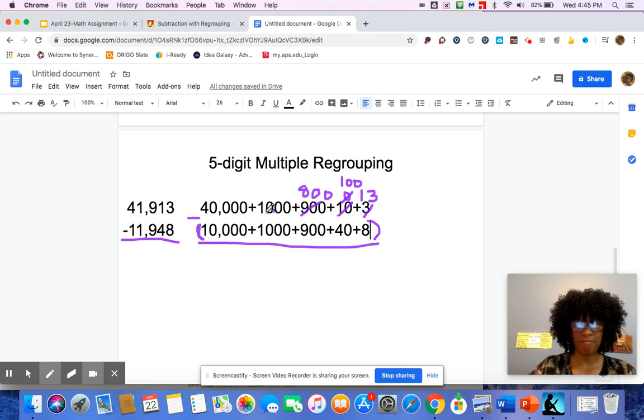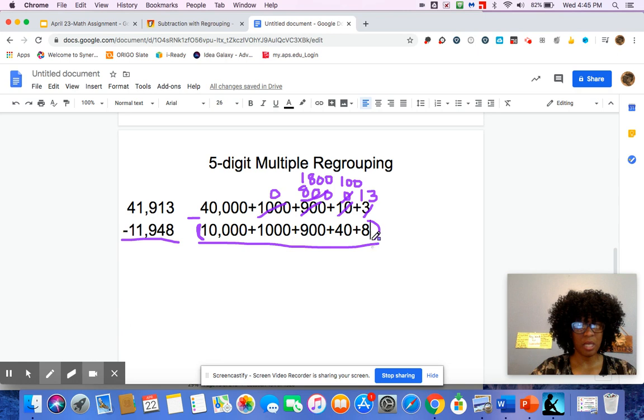We have to go here and take this 1,000, because there is 1,000 for us to take. That leaves us with no thousands, and we're going to give that 1,000 here. So that now makes this 1,800. Okay, so our ones are ready to solve.